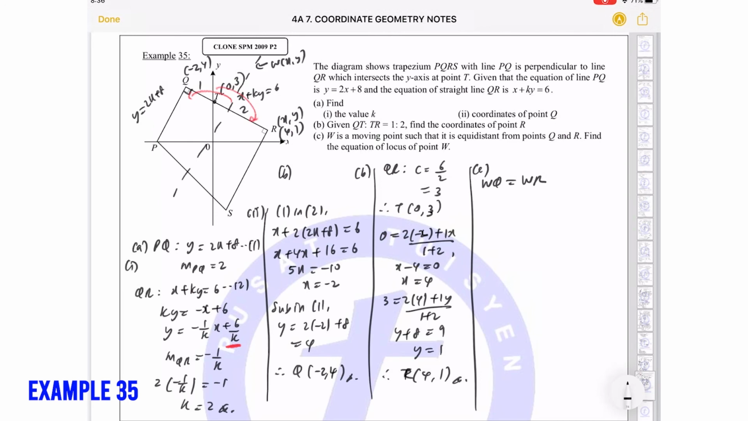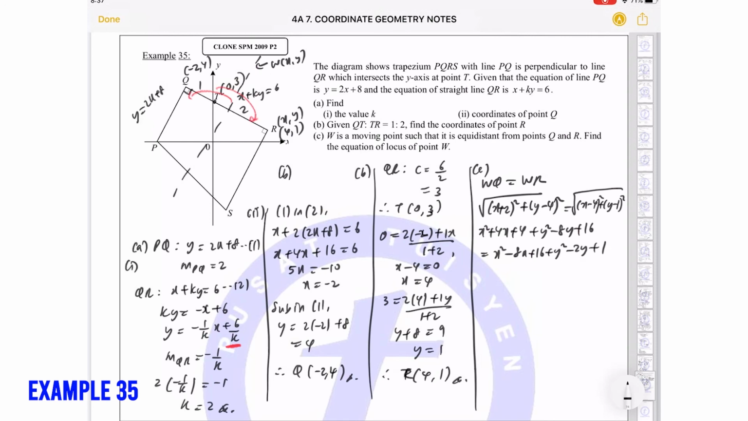We let W be (x, y), so use the formula for distance. (x minus (minus 2)) squared plus (y minus 4) squared. I don't have enough space, but I'll try to squeeze everything inside. This equals (x minus 4) squared plus (y minus 1) squared. When you expand this, this will be x squared plus 4x plus 4, and y squared minus 8y plus 16. The result is x squared minus 8x plus 16, and y squared minus 2y plus 1.